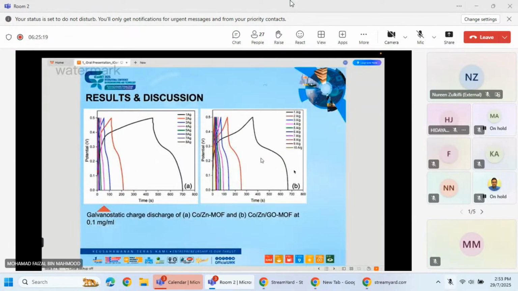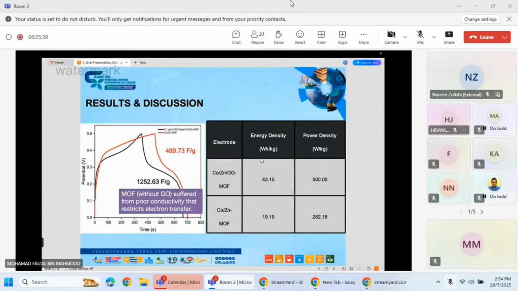Likewise, from the galvanostatic charge-discharge profile, the symmetrical charge-discharge profile of the graphene oxide doped MOF electrode implies an ideal capacitive behavior, which indicates an efficient charge storage system. When we measure the galvanostatic charge-discharge at 1 A per g, the graphene oxide doped electrode renders the longest discharge time, indicative of its maximum charge storage capability, thus giving rise to a high specific capacitance of 1242.63 farad per gram.